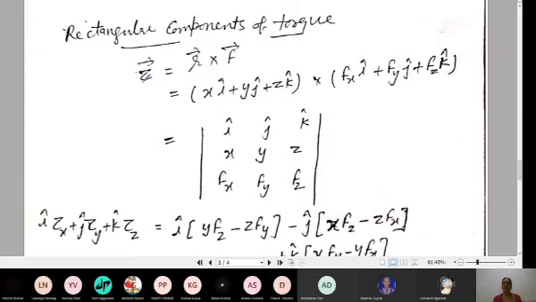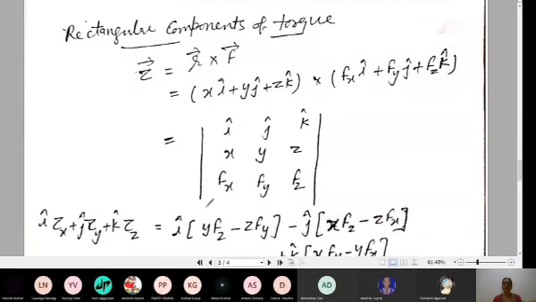I can say that if I want to write the torque in the component form, I can write it as i cap tau x plus j cap tau y plus k cap tau z. For r, I can write x i cap plus y j cap plus z k cap. For force F, I can write Fx i cap plus Fy j cap plus Fz k cap. So taking the cross product, as you are all aware, you have to write it in the form of this matrix i, j, k with signs plus minus plus.